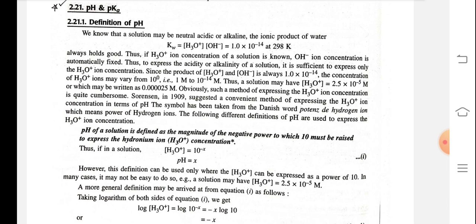Thus, if in a solution the concentration of H3O+ ion is equal to 10^-x, then pH is equal to x. However, this definition can be used only where the concentration of H3O+ ion can be expressed as a power of 10. In many cases, it may not be easy to do so. For example, a solution may have a concentration of H3O+ ion equal to 2.5 × 10^-5 molar. A more general definition may be arrived at from equation 1 as follows.